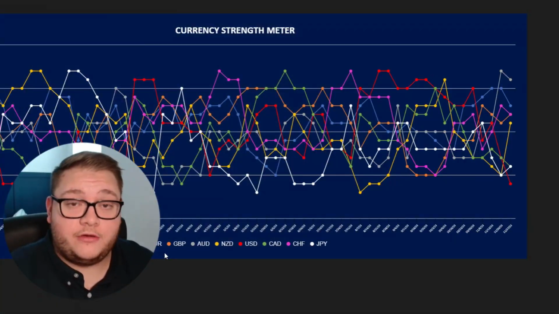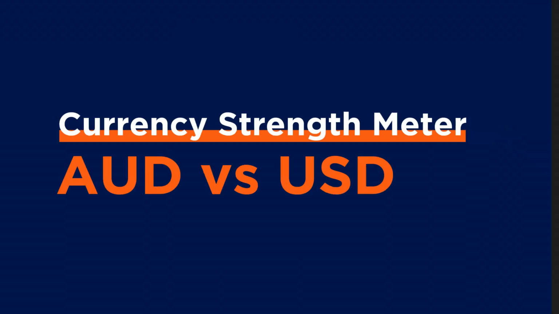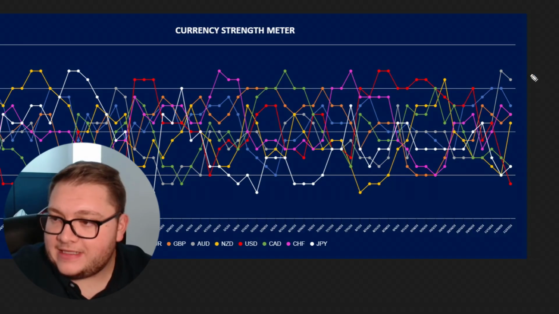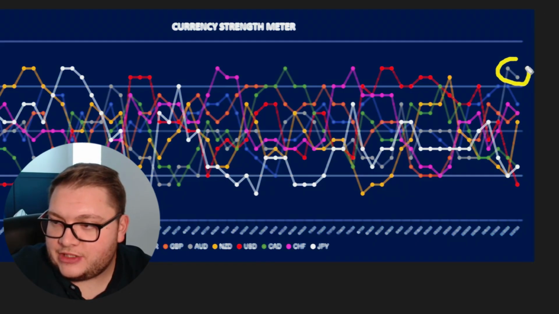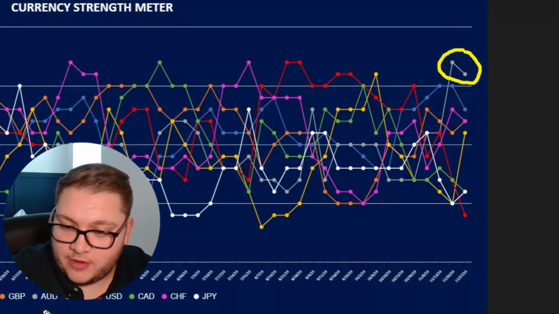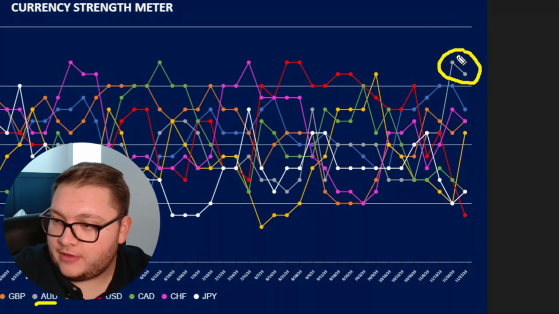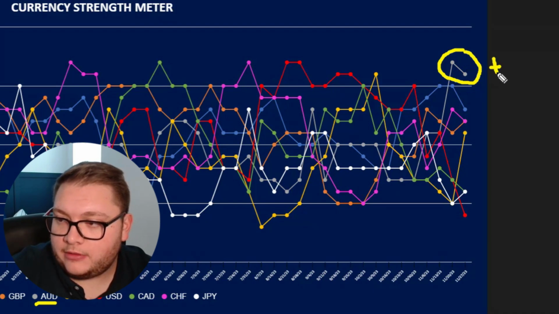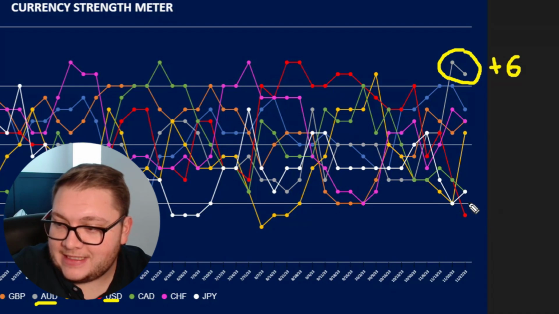So first of all, I'm on the currency strength meter. We're going to take a look at where the Australian dollar is placed and where the US dollar is placed at this current moment in time. What we can see here is that the Australian dollar is actually the strongest currency at the moment, and it's this grey line through here. It's sitting at around +6 at the moment, okay? The US dollar at the moment is the weakest currency at -6.